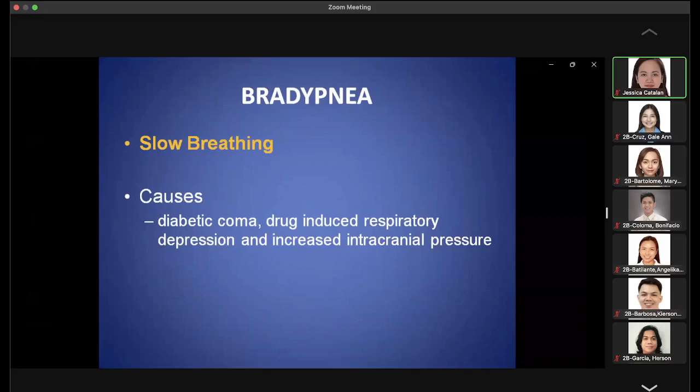Bradypnea is a slow breathing. So the most common diseases that can cause bradypnea are diabetic coma, drug-induced respiratory depression, and increased intracranial pressure. So drug-induced, what is the most common drug that can cause respiratory depression? So the one that is often used by cancer patients. So it's morphine, okay?